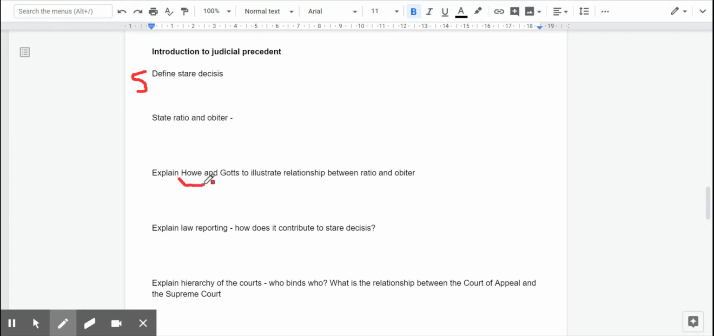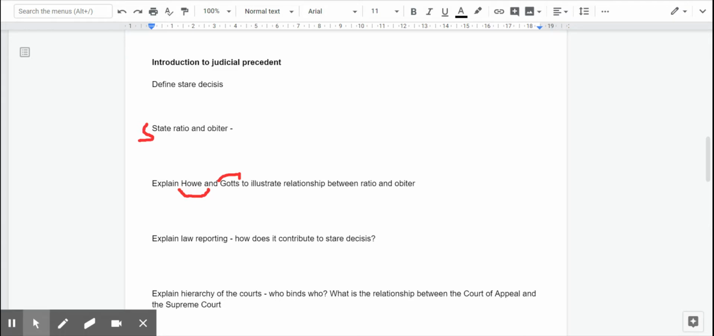So we know that in R v Howe, it was a binding decision which says that duress is not a defense to murder, with an obiter comment, so a persuasive comment, that duress is also not a defense to attempted murder. And we know that that was followed in the later case of Gotts. The obiter in Howe becomes the ratio in Gotts, and therefore it becomes binding.